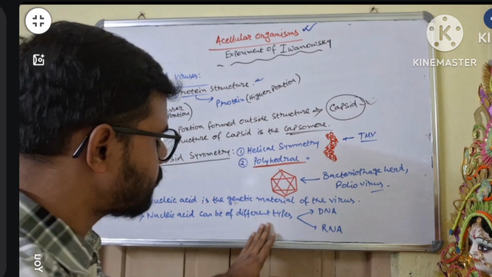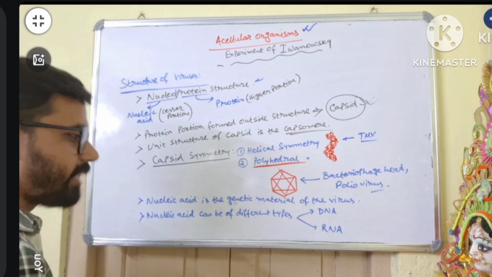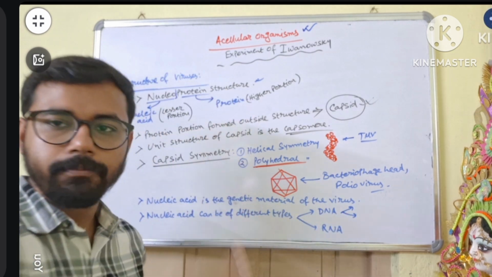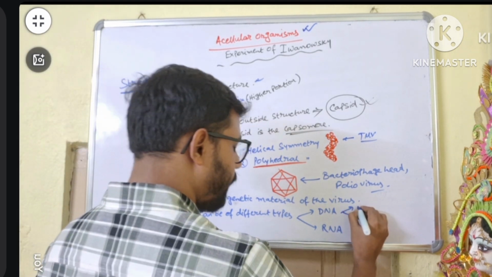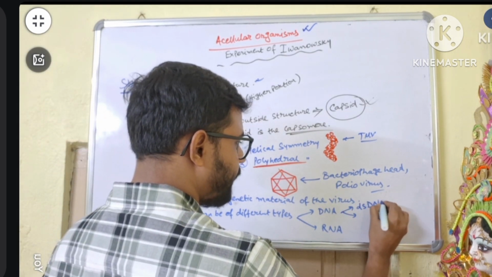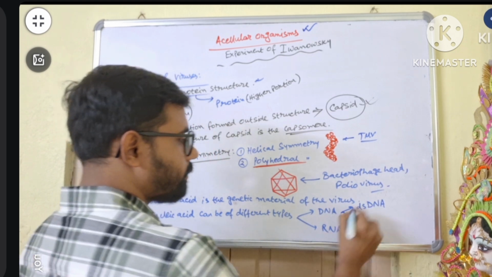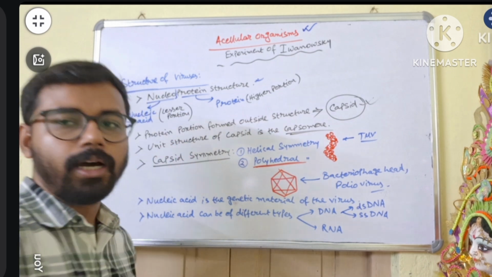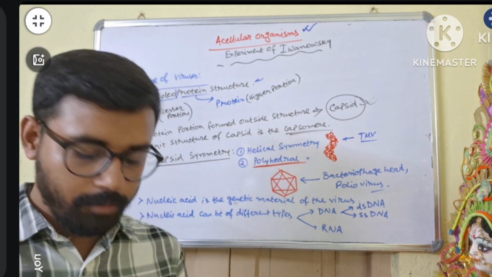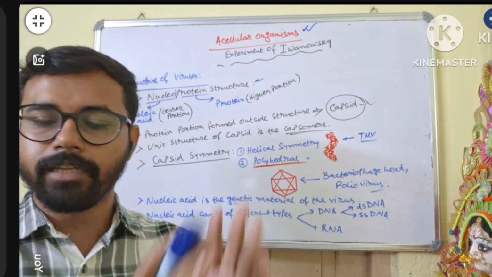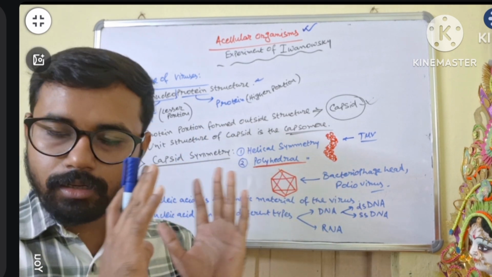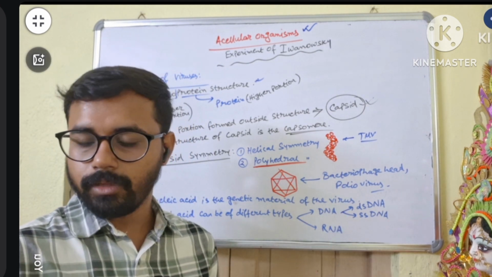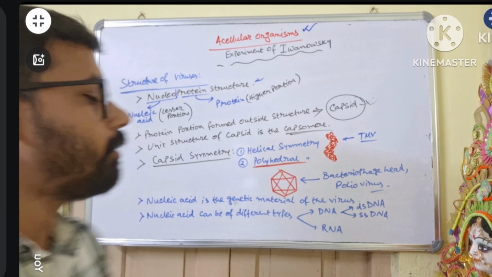So various types of nucleic acid are possible in viruses, DNA or RNA, and even DNA is variable in viruses. Some viruses contain double strand DNA, dsDNA, meaning double strand DNA. Some viruses contain single strand DNA, another unique feature of viruses. Most organisms contain double strand DNA, that means the Watson Crick pairing of the double strand DNA helix. But some viruses contain single strand DNA, another uniqueness about the genetic material of viruses.